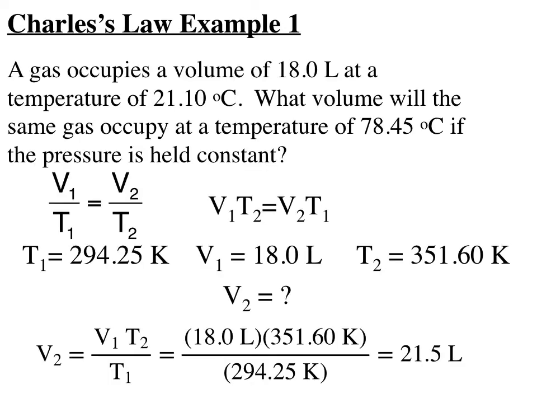Let's look at a Charles's law example. I have a gas occupying 18 liters of volume at 21.1 degrees C. What volume will the same gas occupy if I change the temperature to 78.45 degrees C? Again, I'm going to hold my pressure constant, so the formula V1 over T1 equals V2 over T2 holds. I rearrange and solve for V2 by putting in my T1 and T2 values in Kelvin, not in Celsius. And notice I have cancellation of the Kelvin units, and I get that V2 is 21.5 liters.